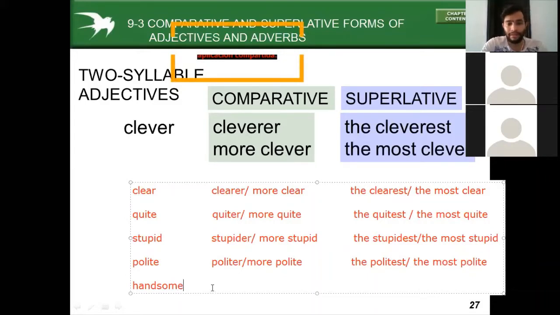And lastly, this sounds weird. Actually, it sounds a lot weird. Handsome, right? We can say handsomer. Sounds weird. Handsomer and more handsome. This is like the most common one. And here we use the handsomest, and the most handsome.